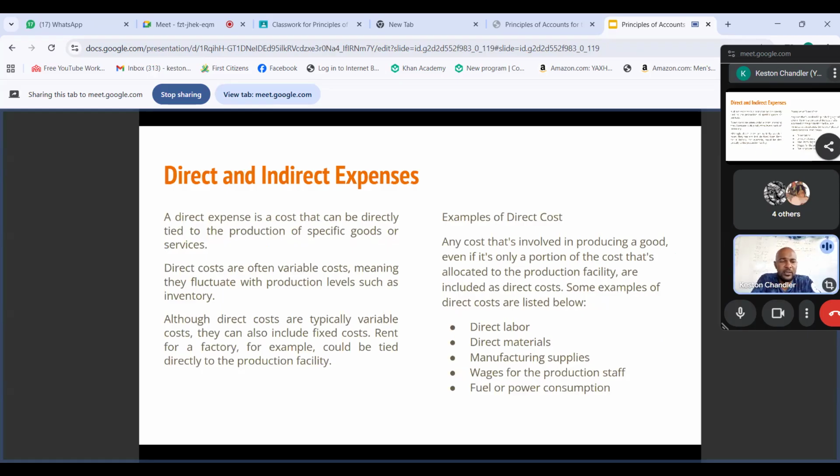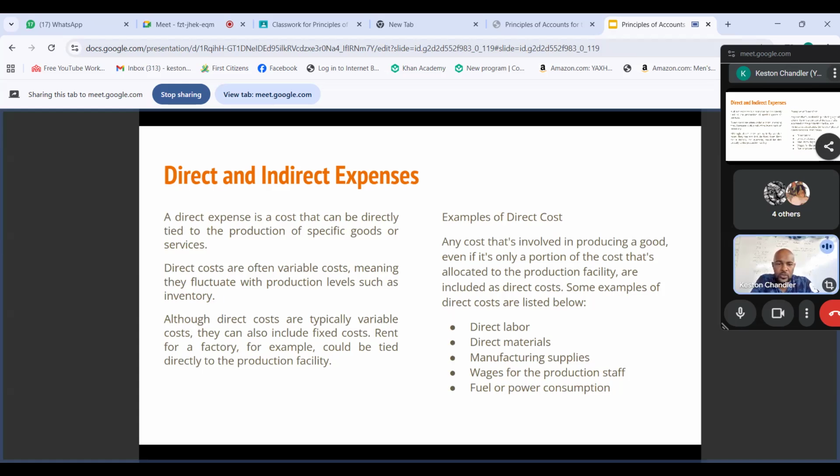The other thing we need to consider that I mentioned earlier is direct and indirect expenses. Direct expenses, as I mentioned, are costs that can be directly tied to the production of a particular good or service, right? Direct costs are what we refer to as variable, meaning that they change or fluctuate with the levels of production, right? Like inventory. If we produce more chairs and tables, then the cost of materials that we use to produce them will increase, right? If we produce more chairs and tables, the labor of the woodworkers working on these things is going to increase, right? They fluctuate with levels of production, right?